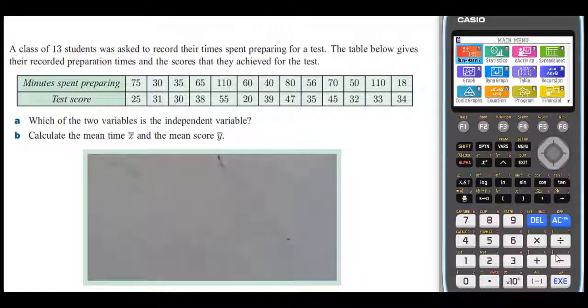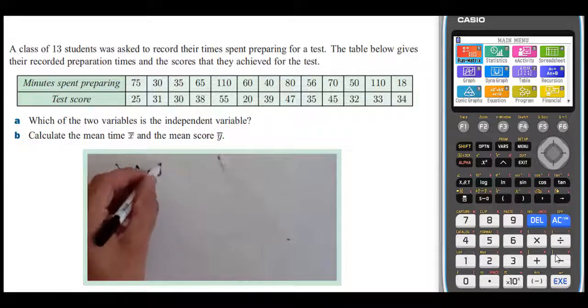So the dependent variable, the thing that depends on the other, is test score. You would like to think that the more time, the more effort you put into your revision, the better you will do. So that means that the independent variable must be minutes spent preparing. So that would be your x, and once we plotted the scatter graph, which this question would lead to, that would be along the x-axis. So for part A, the independent variable is minutes spent preparing.